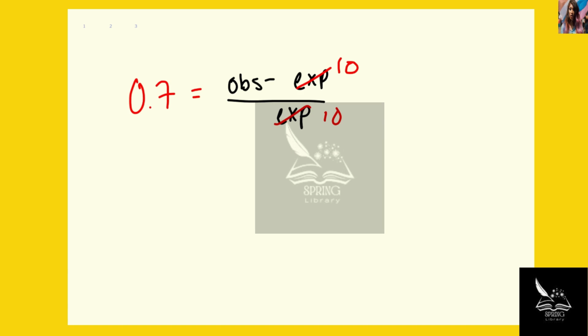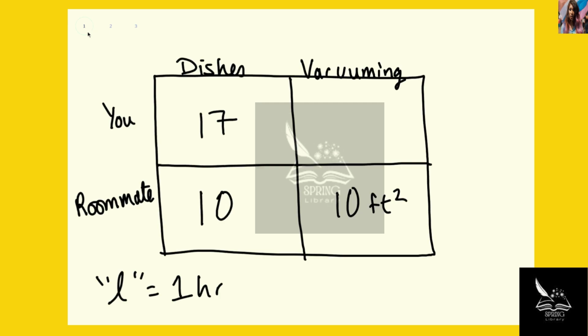Your observation would be whatever this comes out to be, and we get 17 when we do that. So that's just the example formula I used. If you are doing this on a test, I'm pretty sure that'll work too. So I have 17, and now I know that I vacuum 10% faster than my roommate. So 10% of 10 is 1. So I know that I can do 11 square feet in 1 hour. Again, not a lot, but just imagine.